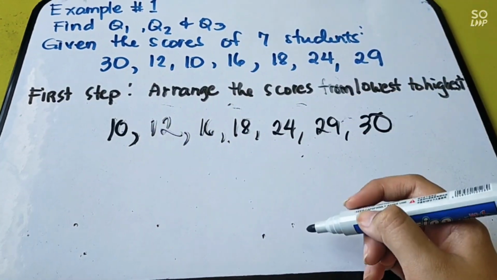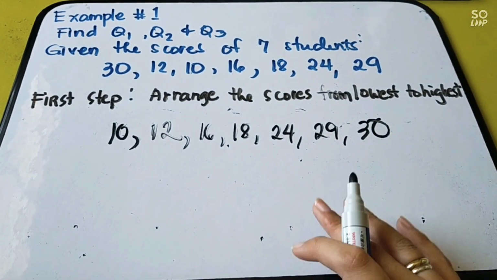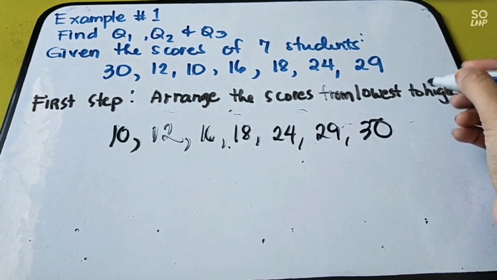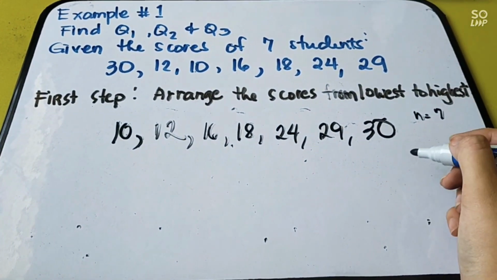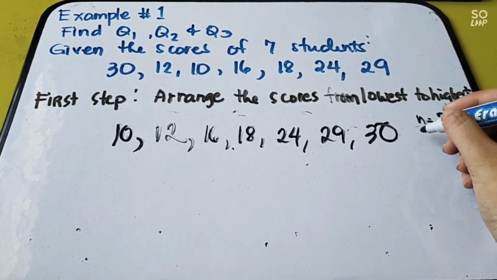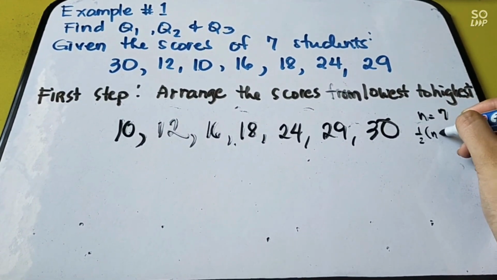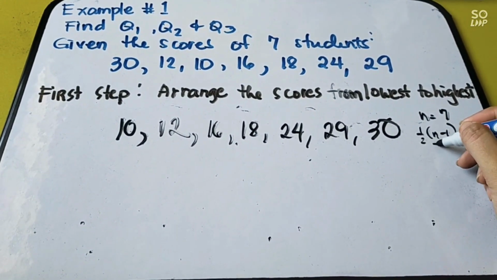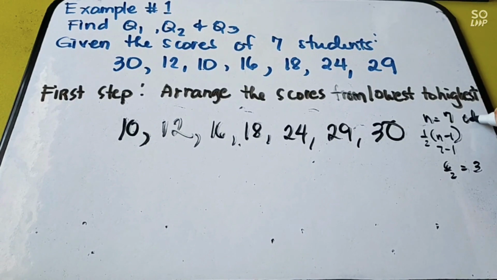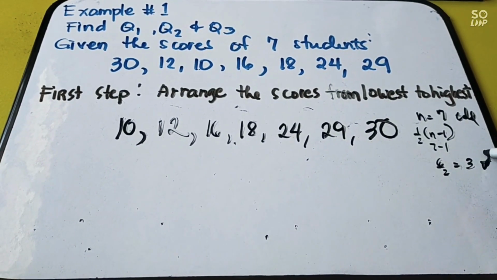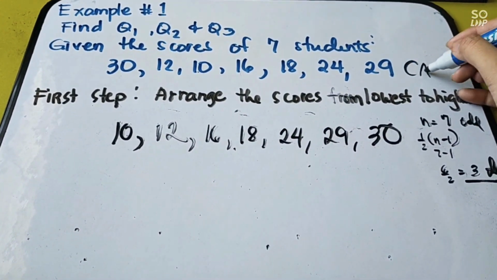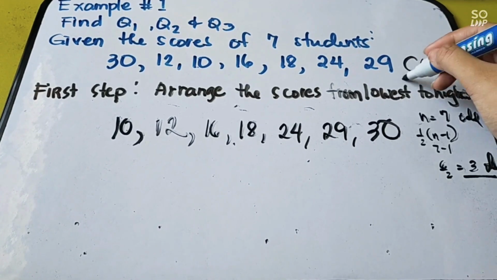Ayan, ganyan kasimple. Let us now find what case is this one. So, we have here how many numbers? 1, 2, 3, 4, 5, 6, 7. So, we have 7 scores ang ating given. Then, let us find kung siya ba ay 1/2 of n minus 1. So, this one is 7 minus 1. That is 6 divided by 2, which is 3. So, we have here odd. And this one is also odd. Therefore, this one is case 1. Okay, nakapaloob siya kay case number 1.